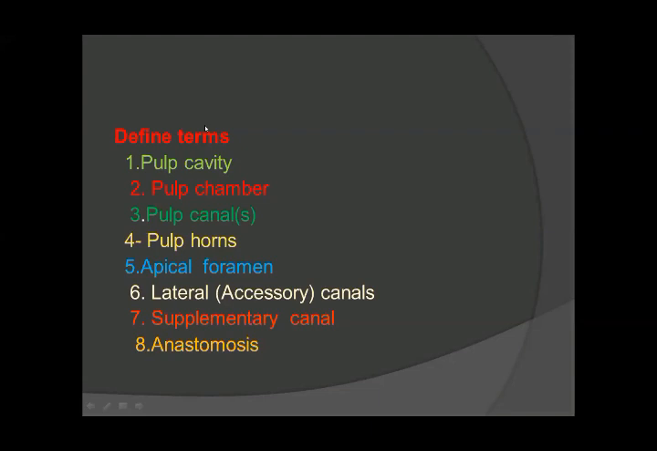What is the pulp cavity? Define terms: what is the pulp cavity, pulp chamber, pulp canals, pulp horns, apical foramen, lateral accessory canals, supplementary canal, anastomosis.